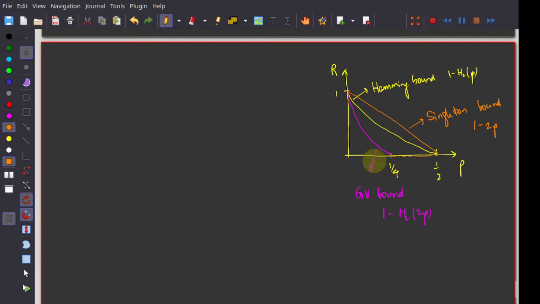So in today's class we'll explore two other bounds. In fact, briefly we'll try to see a third bound, but not in detail. But this bound will do better than both the Hamming bound and the Singleton bound. So before we start, any questions?